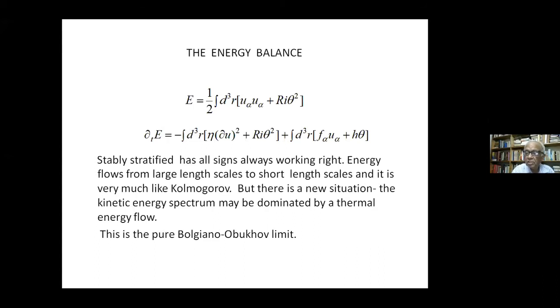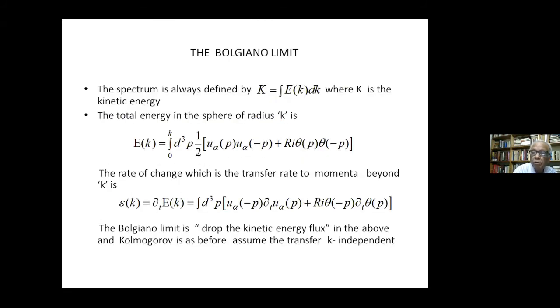The kinetic energy spectrum is dominated by a thermal energy flow, which we are calling thermal because it has the Richardson number, which is to delta T. So a thermal energy flow dominating things, so far as the flow goes from low wave numbers to high wave numbers. And if this is completely dominant, that is what one calls the Bolgiano-Obukhov limit. So once again, the spectrum is obviously by the kinetic energy business.